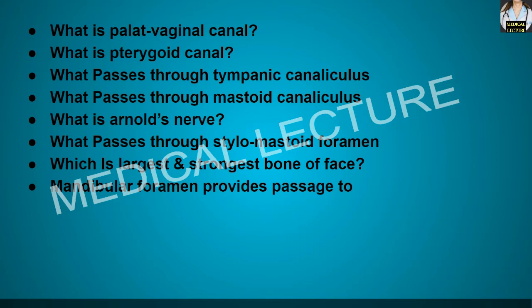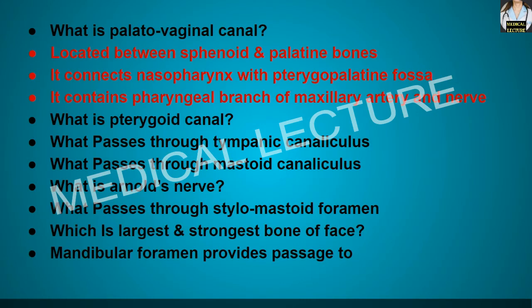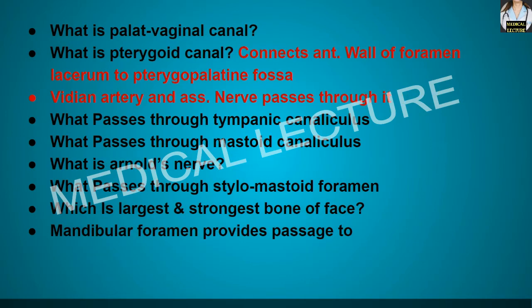Now what is the palatovaginal canal? These are actually located between the sphenoid and the palatine bones and connect the nasopharynx with the pterygopalatine fossa, and it contains the pharyngeal branch of the maxillary artery and nerve. What is the pterygoid canal? This canal basically connects the anterior wall of foramen lacerum to the pterygopalatine fossa, and over here the artery of the pterygoid canal and its associated nerve pass through it.